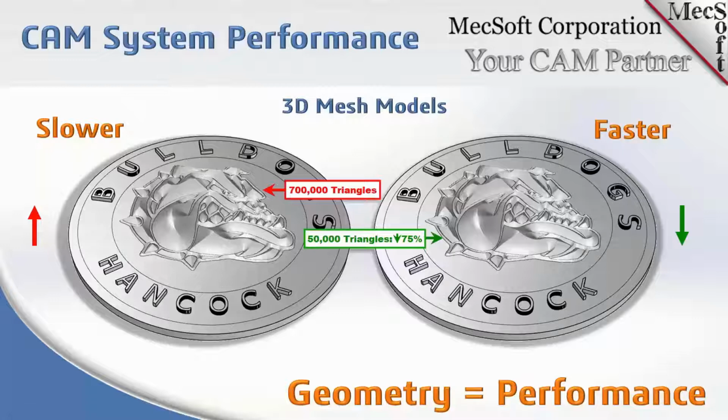If you're getting a mesh from a customer, they have the tools to reduce the triangle count in the mesh. So I would ask them to send you a high density mesh and then a low density mesh. You may end up using the low density mesh because it's possibly not going to degrade the quality, and it's going to be a lot faster, as much as 75% faster.